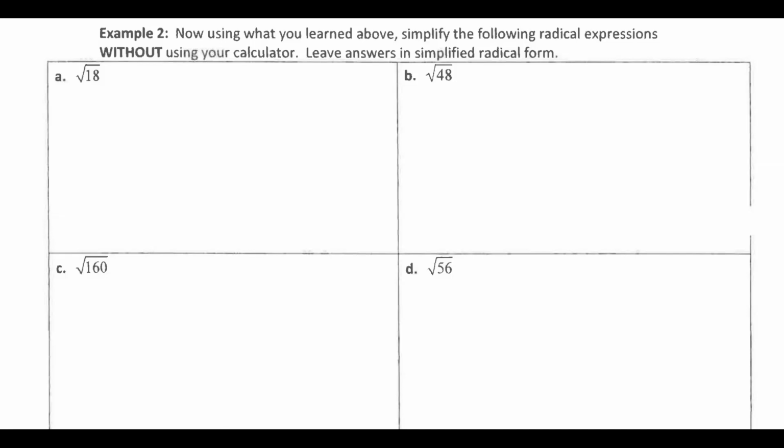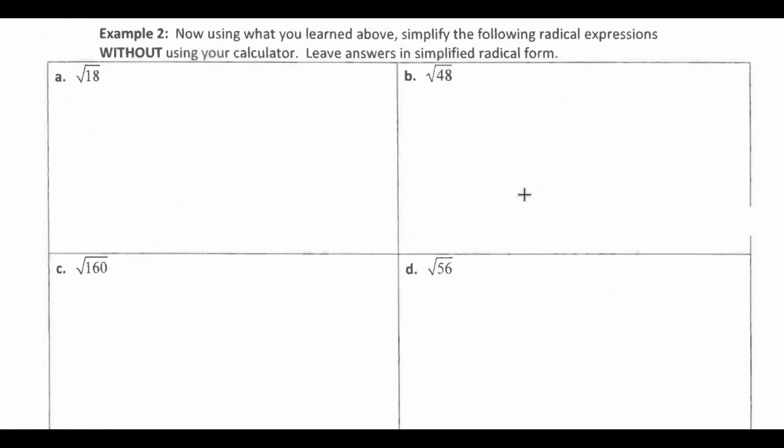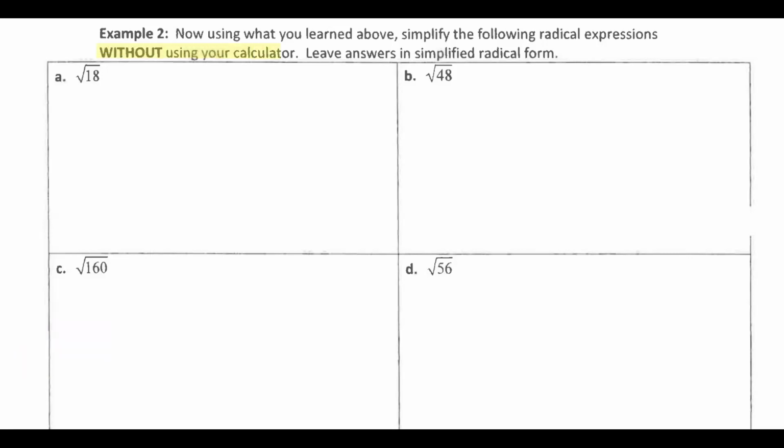In this video for geometry, we are continuing our review of radicals. And in the previous video, we finished with a quick review of how to do prime factorization using a factor tree. And in this video, we're going to look at how we can use those factor trees to help us simplify radicals. And the key here is without using your calculator. Okay? And then we're going to leave our answers in what we're going to call simplified radical form. So make sure you're following directions when you're working on problems so that you can get full credit for them.